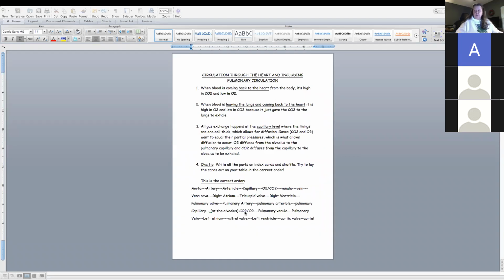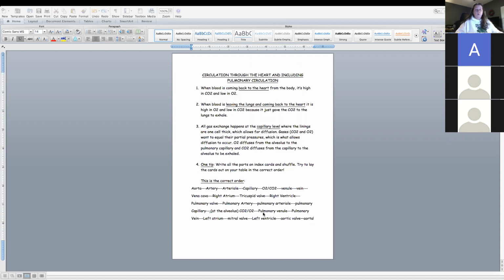CO2 for O2. So they're going to give carbon dioxide to the lungs. They're going to pick up oxygen. It's going to go to a pulmonary venule, pulmonary vein, which empties into the left atrium, goes through the mitral valve, left ventricle, aortic valve, aorta.